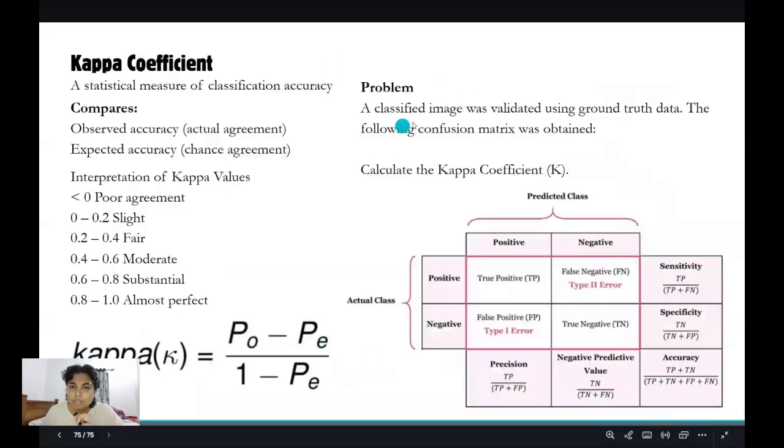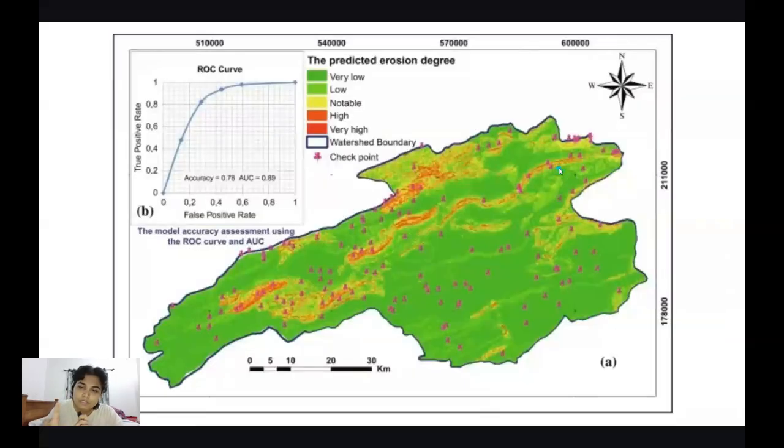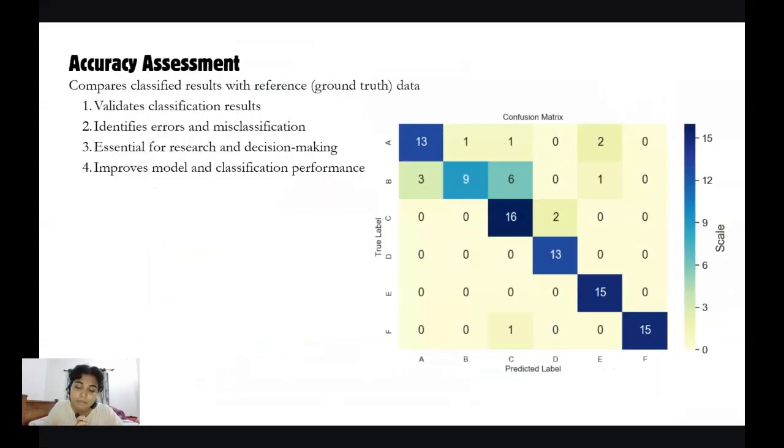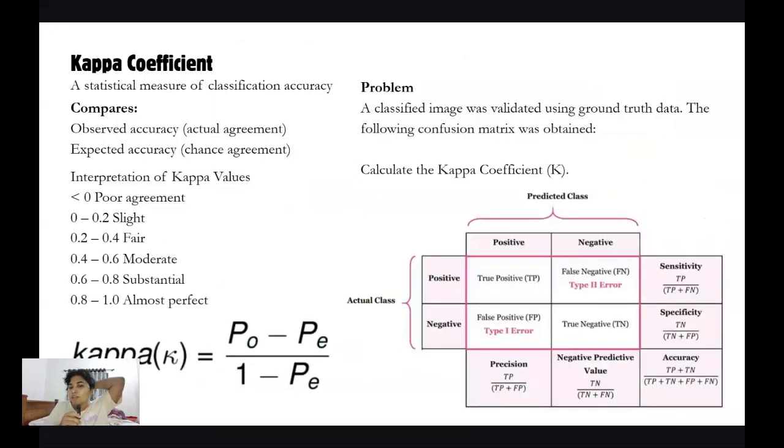Okay, so let's just look at this particular problem. A classified image was validated using ground truth data. Similarly, you have done land use land cover in the field, you have taken some samples. Now you have done the classification using satellite image, and now you are trying to identify the confusion matrix. So you have already prepared the confusion matrix, and the confusion matrix is obtained. Sorry, this table is supposed to be there, and that table was supposed to be here. So this is the table. Okay, and now we have to calculate the kappa coefficient.